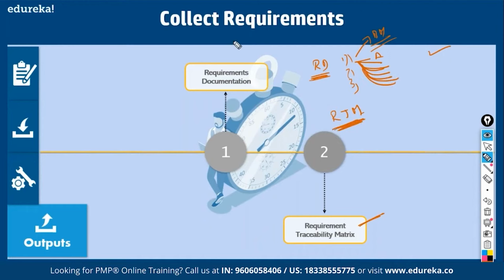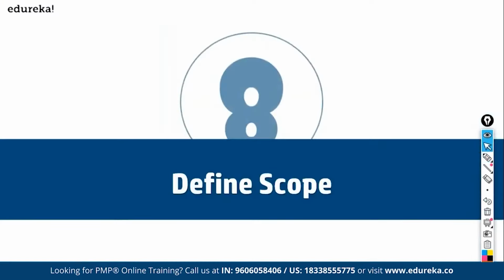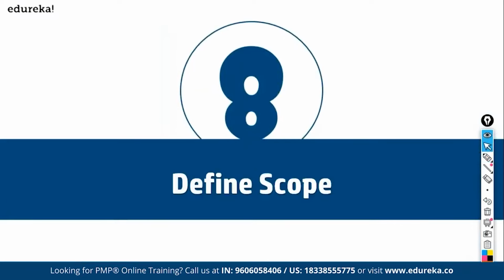So when you collect requirements, you also stipulate the template in which you'll be demonstrating compliance with requirements to the stakeholders later on, so that you'll get a formal acceptance. Now we have gathered requirements. So what do we do now? The next thing we do is define scope.